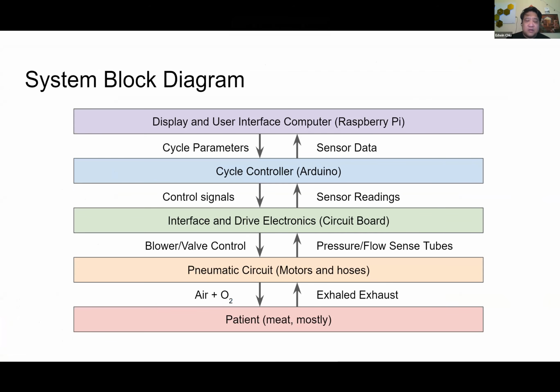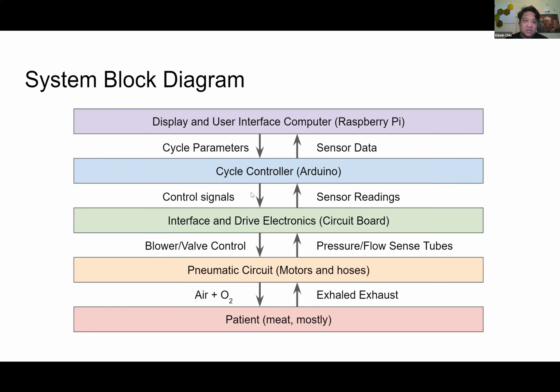At the top, we have the display and user interface computer. This is kind of like a level diagram here. Present to the user is this user interface computer, which handles the graphical display of the sensor data and also allows the user to set the cycle parameters for the operation of the ventilator. This data is passed back and forth to a cycle controller. This is the real-time computer, the one that handles the real-time control of the system, of the actual hardware.